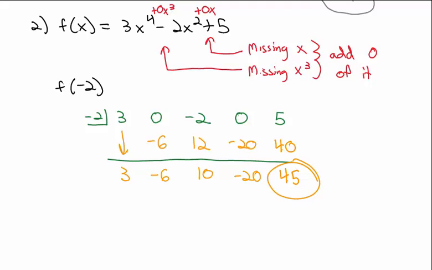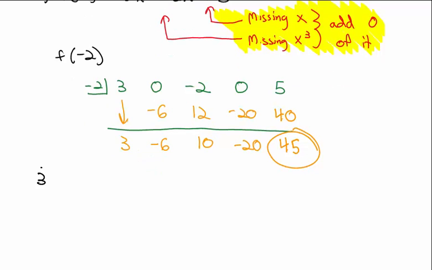So that's an important step. We don't want to forget it. It's going to catch people unaware. If you are missing a term, you need to add 0 of it for the synthetic substitution to work. It should count down: 4th power, 3rd power, 2nd power, 1st power, 0 power. If one is missing, it won't work.